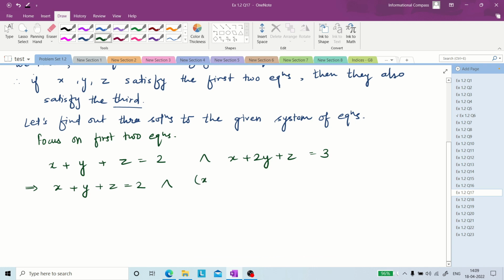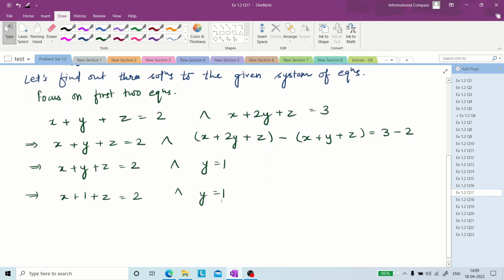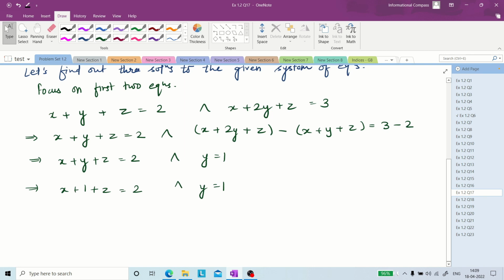Please pay attention to this part. Subtracting, x plus 2y plus z minus (x plus y plus z) equals 3 minus 2. So this gives us y equal to 1. So x plus 1 plus z equal to 2, intersection y equal to 1. So now what do we have? x plus z equal to 1, intersection y equal to 1. Again, z is equal to 1 minus x, intersection y equal to 1.